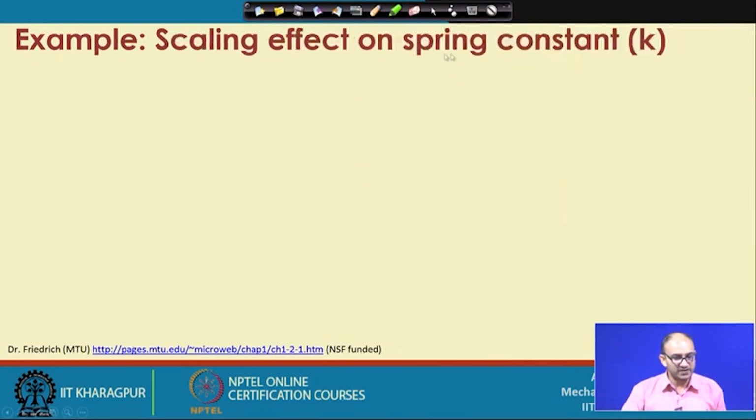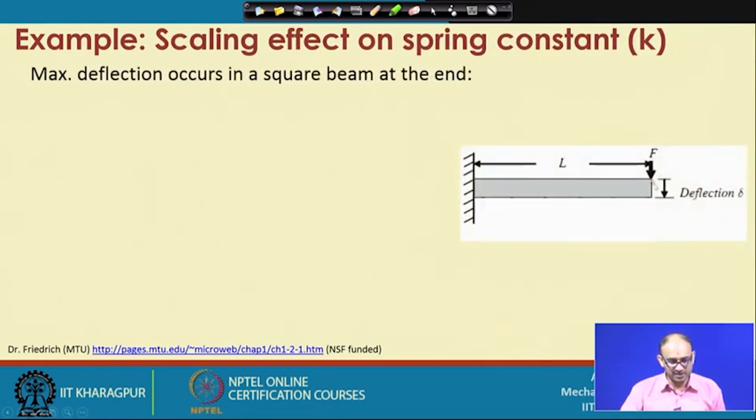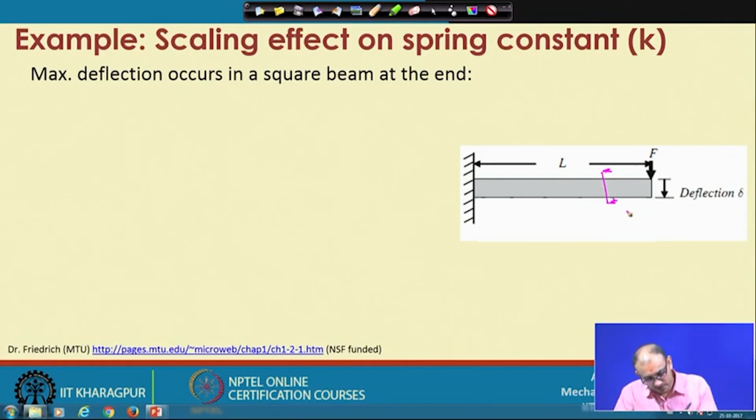And coming to the scaling effect on the spring constant, let us see those things. There is a cantilever beam, and at the free end we have applied a force F, and because of that force we will get some deflection. Maximum deflection occurs at the free edge of the beam. This is a square beam, so the cross section is something like this.